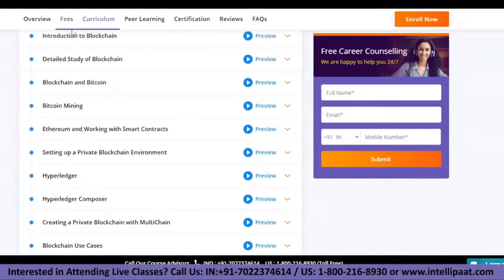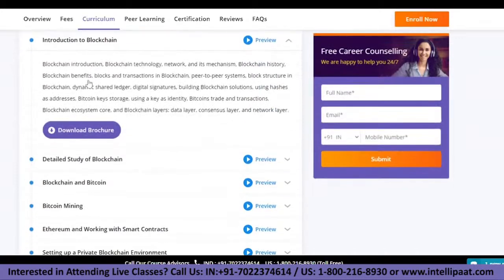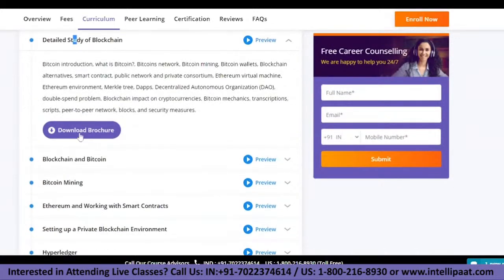All right, so this is the entire learning path that we are going to follow, wherein firstly we will help you out with the introduction to blockchain, a detailed study of blockchain, wherein Merkle trees, decentralization, autonomous organizations, double spend problems, impact on cryptocurrencies, mechanisms, transactions, peer-to-peer network, blocks and security measures are covered.